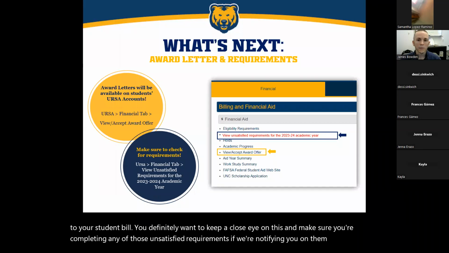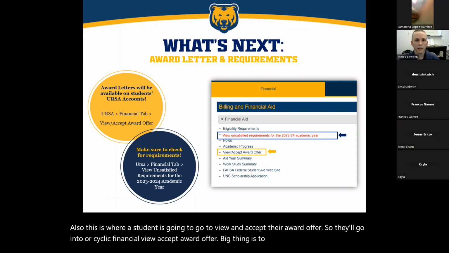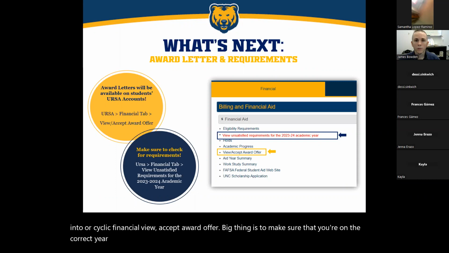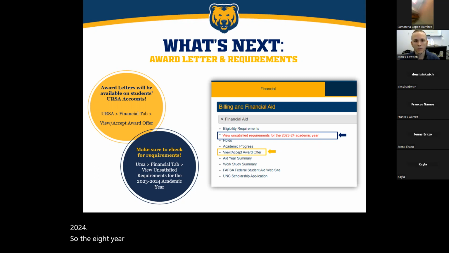Also, this is where a student is going to go to view and accept their award offer. So they'll go into URSA, click financial, view accept award offer. Big thing is to make sure that you're on the correct year. Whenever we're talking about this upcoming year, the fall, that'll be 2023 through 2024. And that'll carry over from fall 2023 to spring 2024 into summer 2024. So the aid year always starts new in the fall.